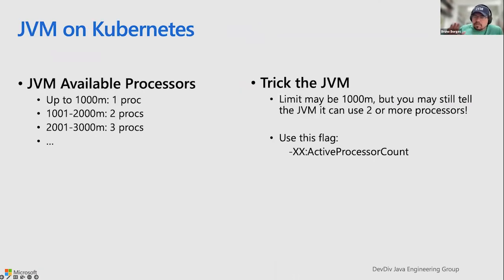So to summarize, up to 1,000 millicore, the JVM sees 1 processor. From 1,001 to 2,000, 2 processors, and so on and so forth. But there is a way to trick the JVM and say to the JVM, hey, I don't care what you see in the system. I want you to believe that you have a different processor count. And there is a flag to change that.